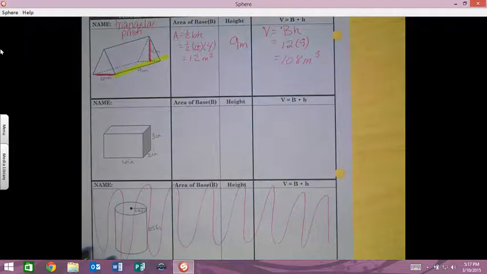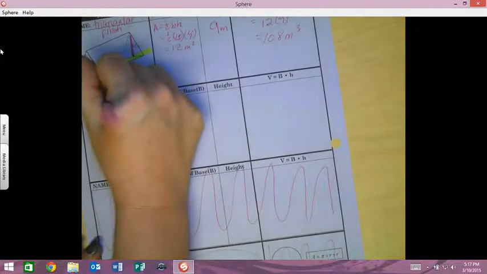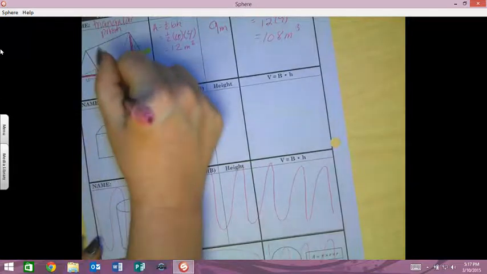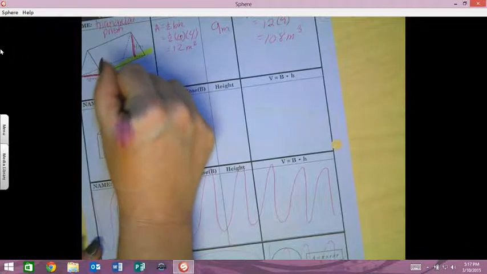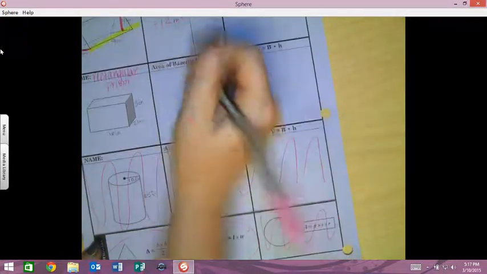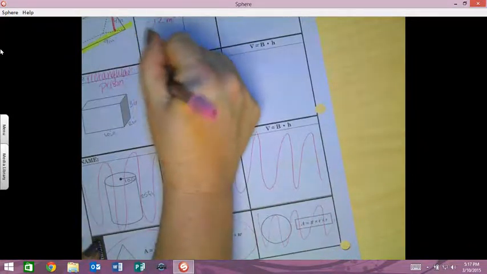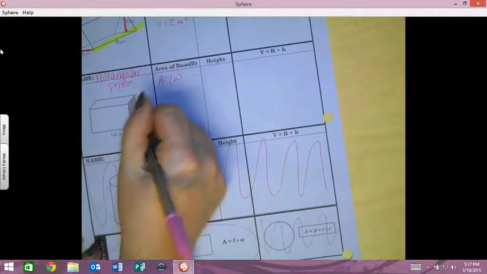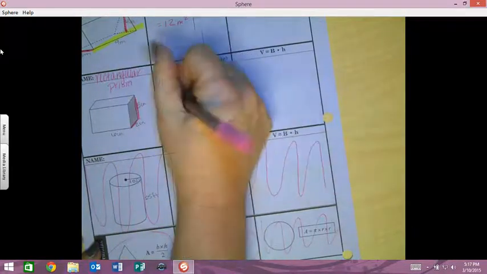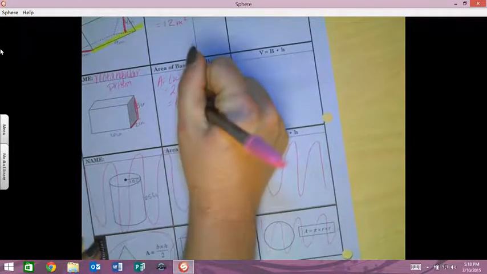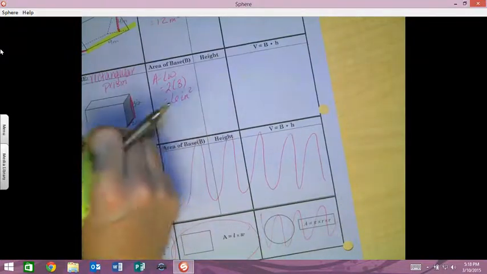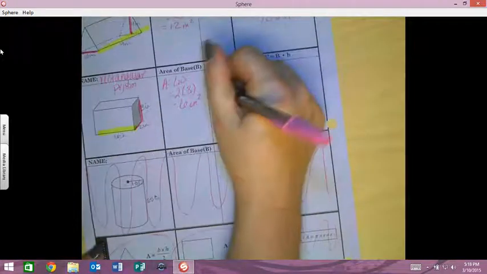Cubic meters. Okay, and for the last one here, you've got another rectangular prism. Rectangular, well, I can't spell this all of a sudden today. Rectangular prism. Our area of the base, so area equals length times width. Our length is 2, our width is 3, so we've got 2 times 3, so that's going to be 6 square inches. Our height is this one right here. This one is 6 inches.